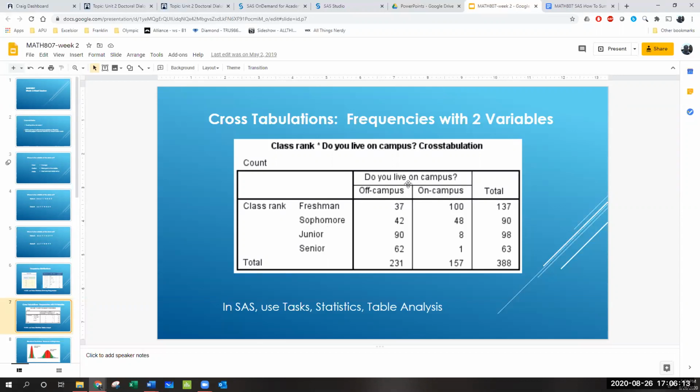And so you use a cross tabulation so you can see that there were 42 sophomores who lived off campus, and there were 48 who lived on campus. Therefore, there were a total of 90 sophomores, and so on and so forth, right? It's just a way of showing you that type of data. So any questions so far on measures of center and cross-tabulation tables?